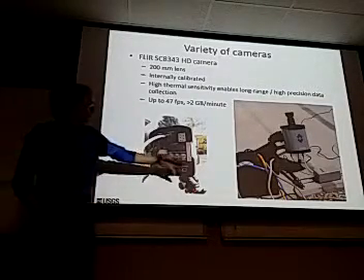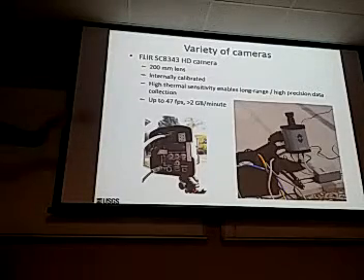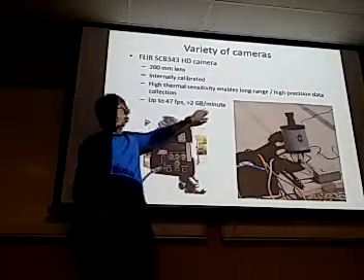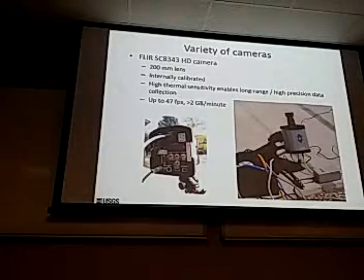This is one of the high-end scientific grade cameras that we use for this stuff. This generates huge amounts of data, okay? Literally 2 gigabytes a minute, okay?